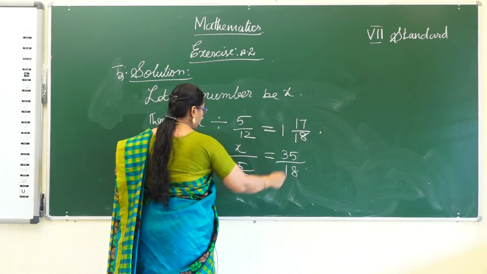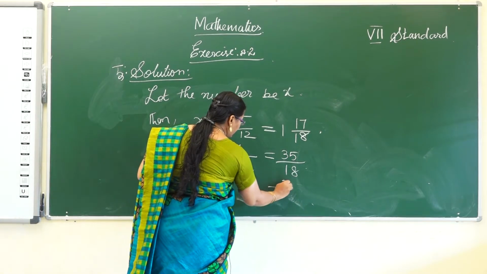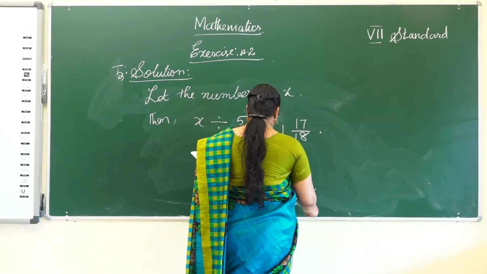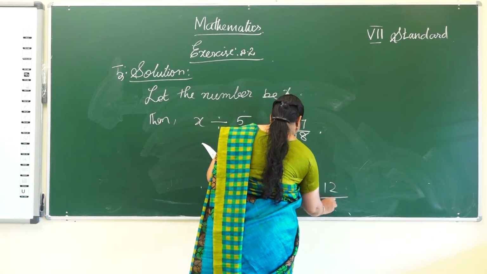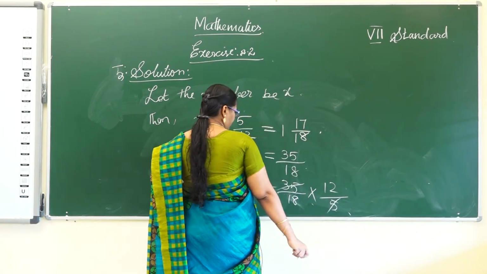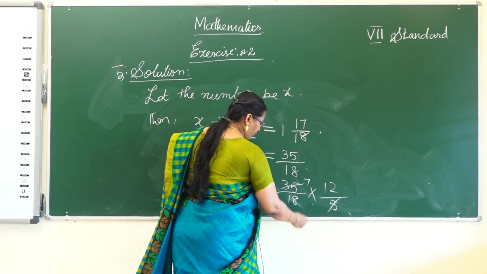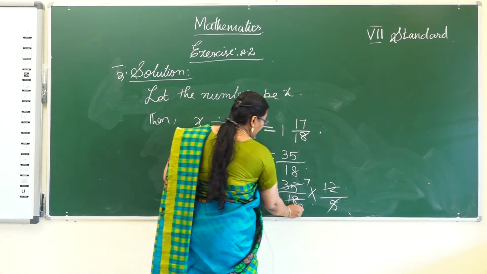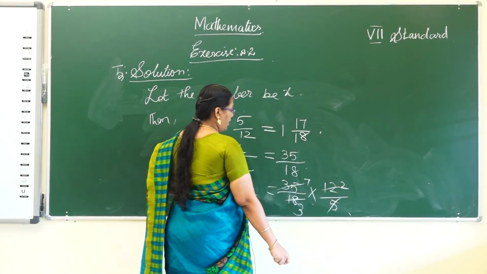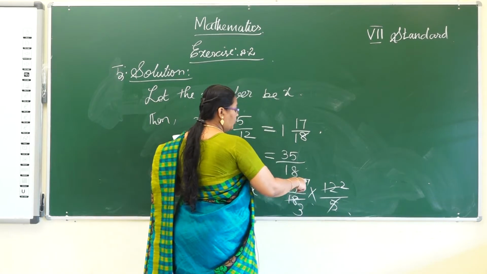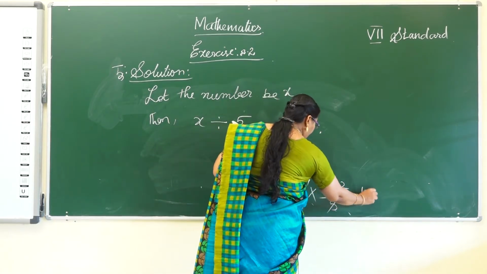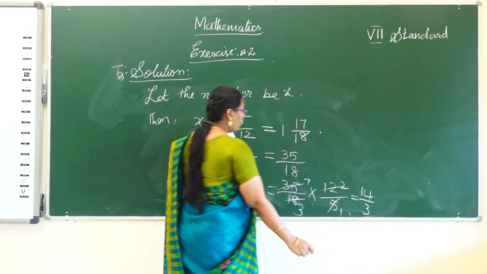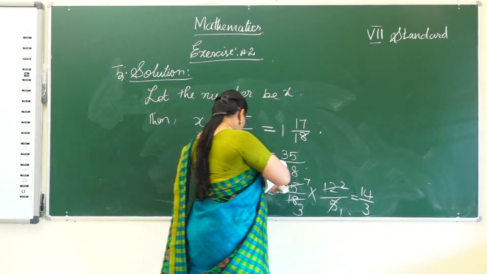So division turns into multiplication. So x equals 35/18 multiplied by 12/5. So it cancels in the 5 table: 5 7s are 35. And then it cancels in the 6 table: 6 3s are 18, 6 2s are 12. Now multiply the numerators. 7 2s are 14. Here 1. So 3 1s are 3. So the answer is 14/3.